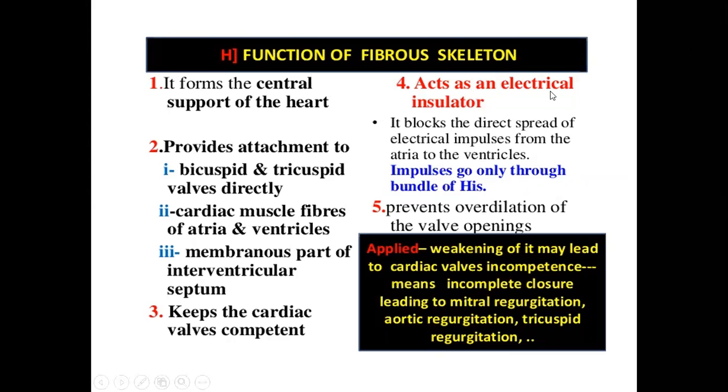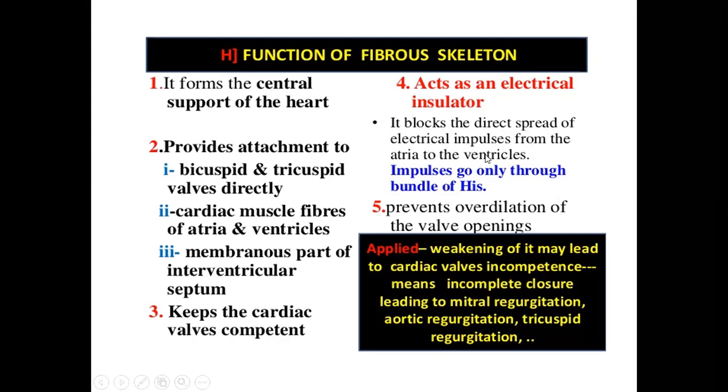It also acts as an electrical insulator. Insulator means it prevents the electrical impulses from passing from the atrium to the ventricle. So there are no impulses passing from the atrium to the ventricle through the muscle. As you know, the cardiac muscle has a very special feature of producing its own electrical impulse as well as conduction. It also acts like a nerve, conducting the impulses. But because there is no connection between the atrial and ventricular muscle, it acts as an electrical insulator. It blocks the direct spread of electrical impulses from the atria to the ventricle.